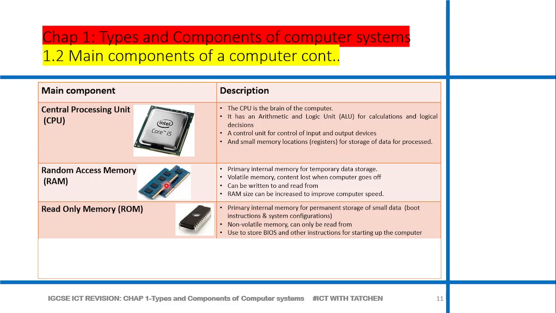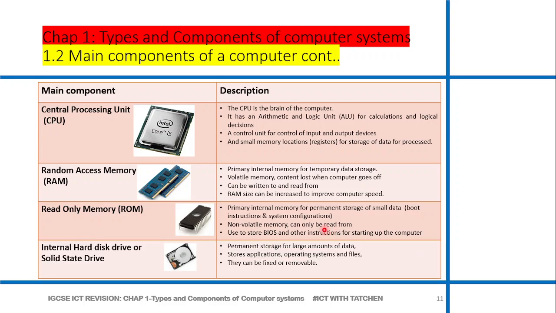So it is a primary internal memory storage for permanent data storage, and it is non-volatile, meaning whatever is stored on it is kept permanently, and it can only be read from, you cannot write to the ROM. And then it is used to store the BIOS, the basic input output system. So this is also a central part of the ROM.